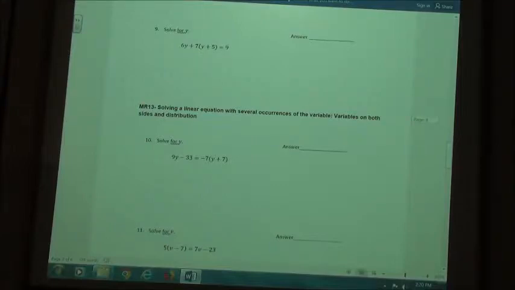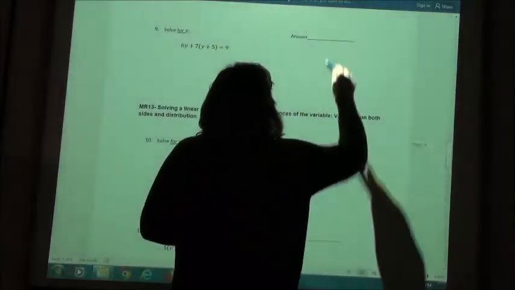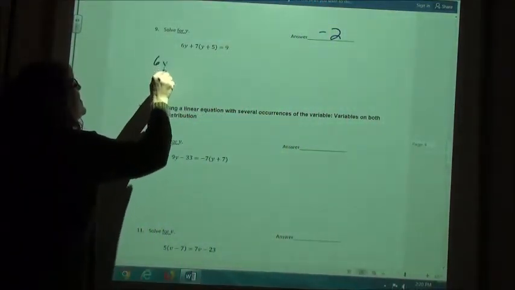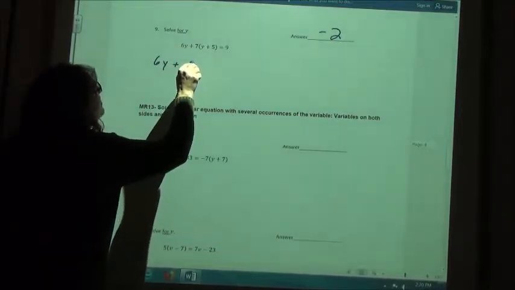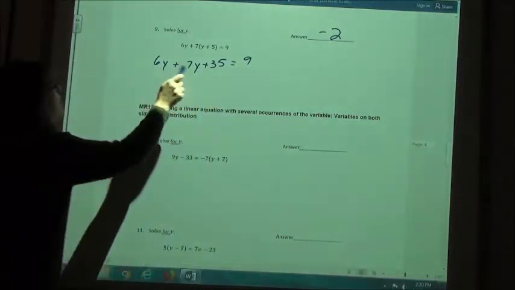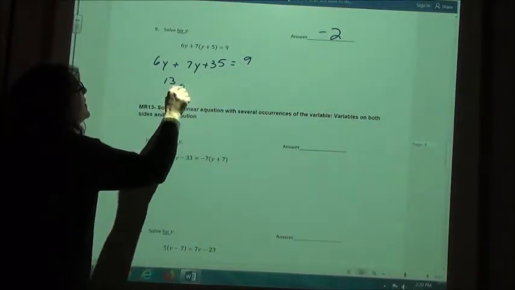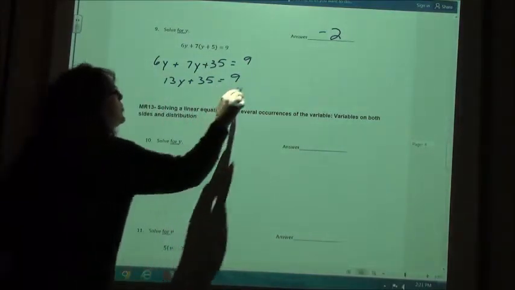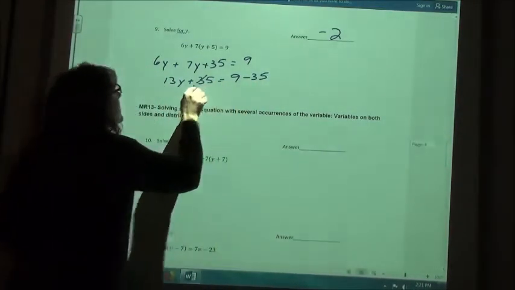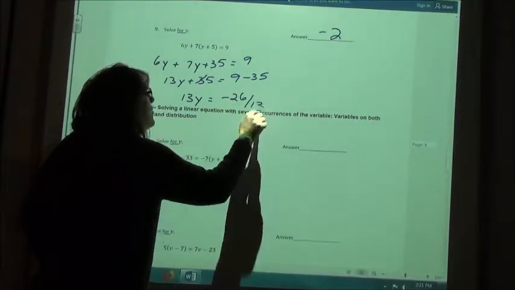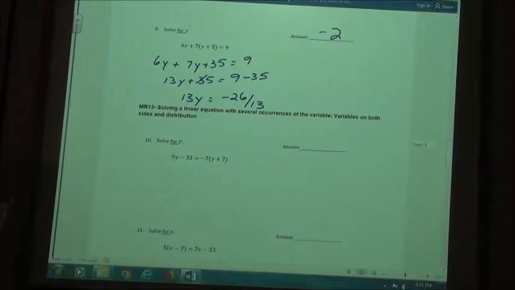And for number 9, you got an answer of negative 2. Just for the video fun, I'll do it quick. So we had 6y plus, using my distributive property, 7y plus 35 equals 9. You combined your like terms, so 13y plus 35 equals 9. You then subtracted your 35, so 13y equaled negative 26, and divided by 13, got your answer of negative 2.